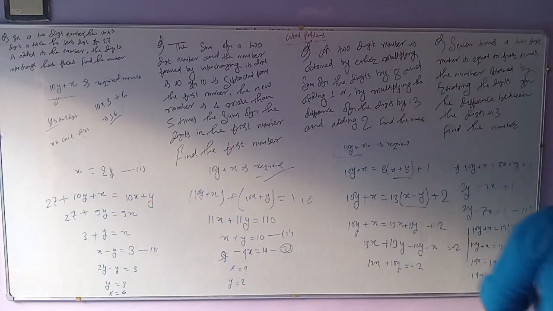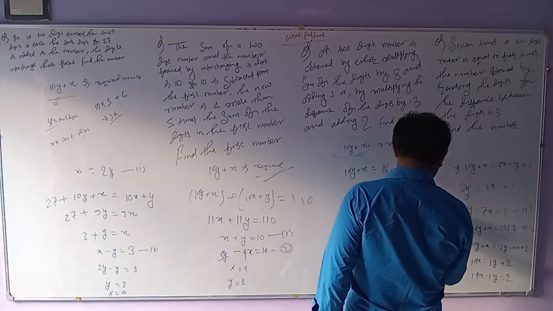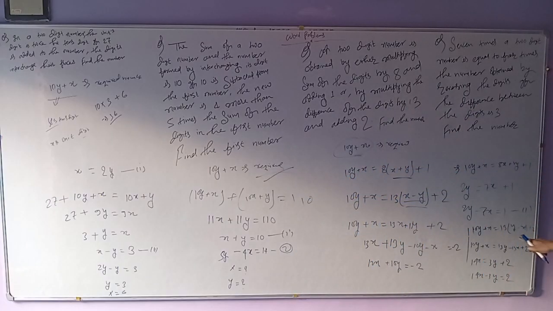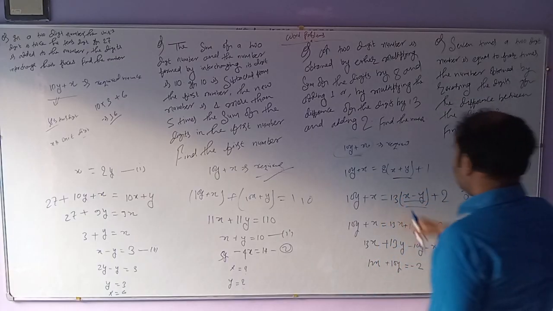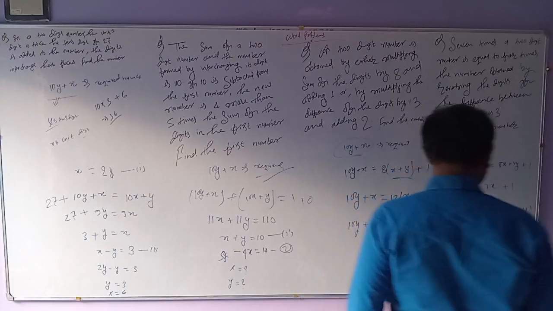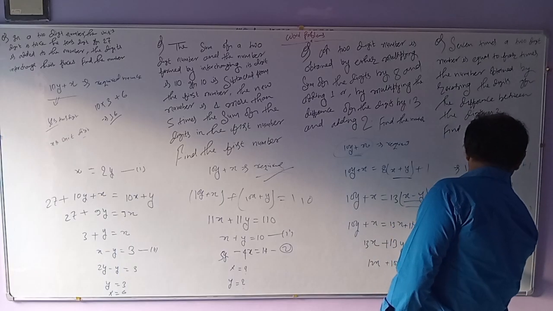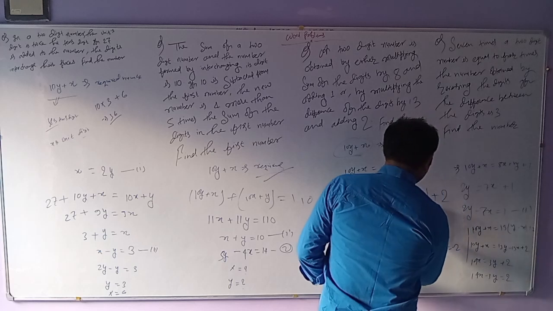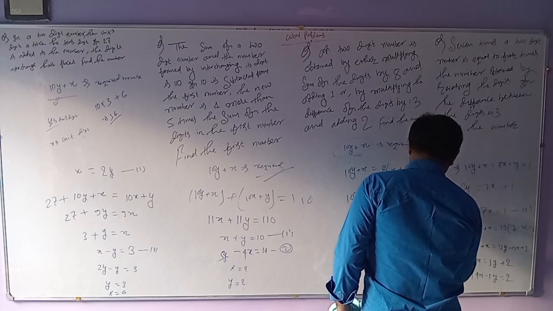So when we subtract the digit, x minus y, we can't get any direct equation. So we need to subtract y minus x, that is, the tens digit minus the unit digit. So here it is y minus x, not x minus y.